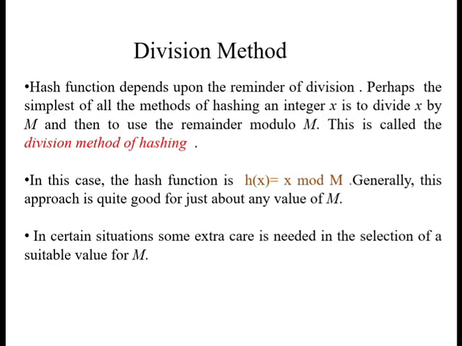Now let us see what is the division method. In this case, the hashing function depends upon the remainder of division. Perhaps the simplest of all the methods of hashing an integer x is to divide x by m and then use the remainder modulo m. This is called the division method of hashing. In this case, the hash function is h(x) = x mod M. Generally, this approach is quite good for just about any value of m. In certain situations, some extra care is needed in the selection of a suitable value for m.